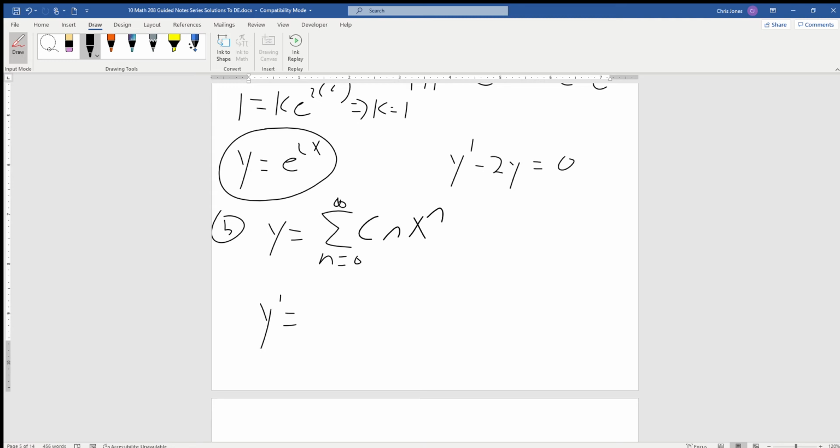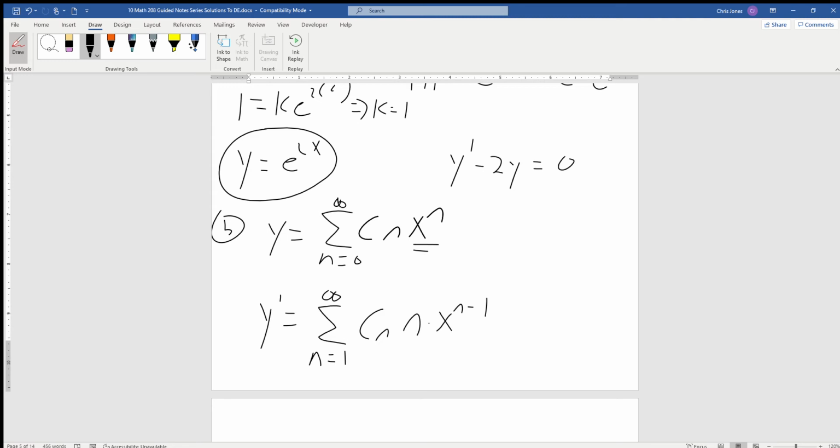Now the derivative of this, be careful. y prime is going to be equal to the series, we're going to say c sub n. The derivative of x to the n is going to be n times x to the n minus 1. All right. Now we have to be really careful with the bounds because each time we take a derivative, what's going to happen is we are going to have to shift the index.